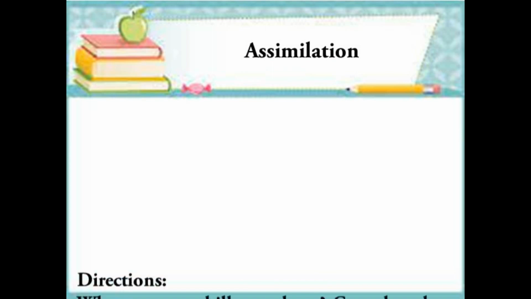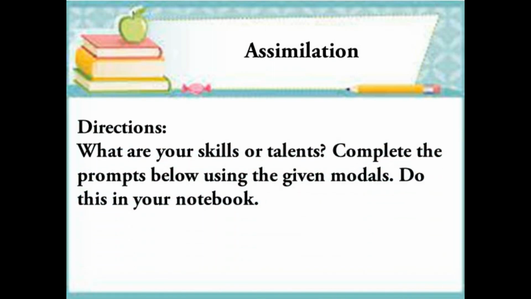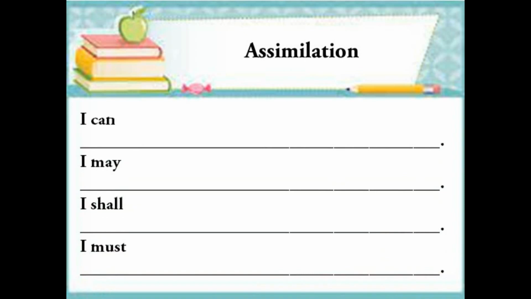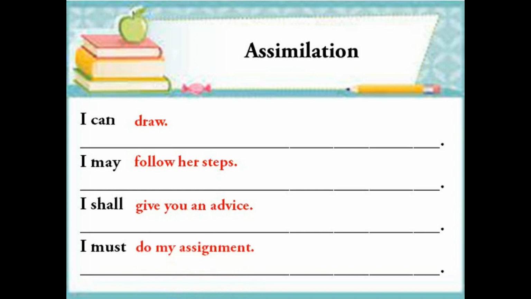Next, assimilation. Directions. What are your skills or talents? Complete the prompts below using the given modals. Do this in your notebook. These are the modals to be used in sentences. I will give my own example of sentence as your guide. I can draw. I may follow her steps. I shall give you an advice. I must do my assignment. Now it's your turn to do and give your own sentences.